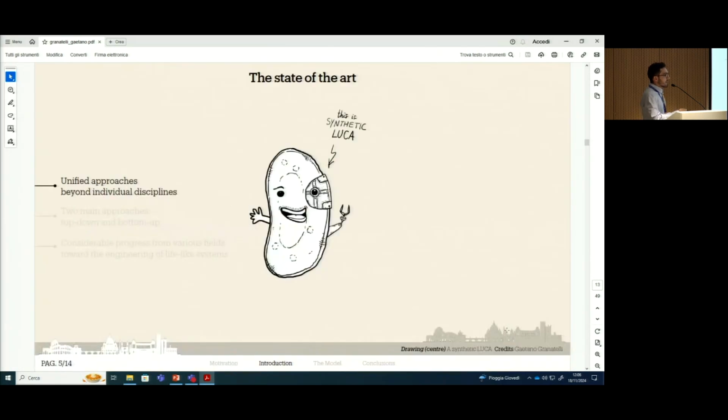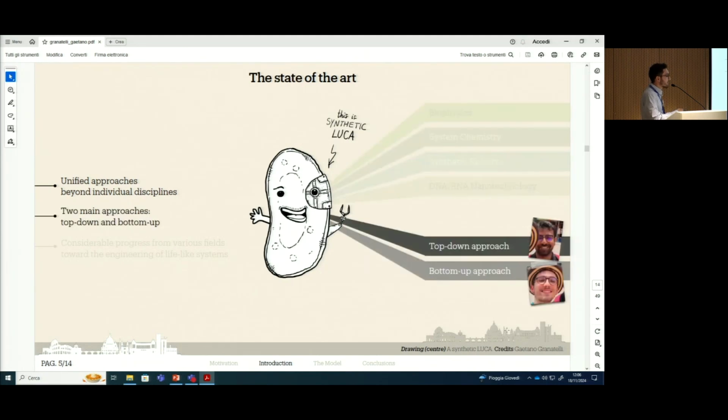Next, what's the state of the art about synthetic life? It's quite obvious to say that such a grand challenge requires unified approaches that go beyond individual disciplines. Usually, two main approaches are used across different fields, the top-down and the bottom-up approach. For example, the model I'm going to present conceptually stems from a bottom-up approach, which is a strategy where the process begins at the most detailed and basic level and works upwards to progressively build the complexity and a more comprehensive picture. A different strategy would be the top-down approach, of which my friend and colleague Samuel will talk later for a different case study.